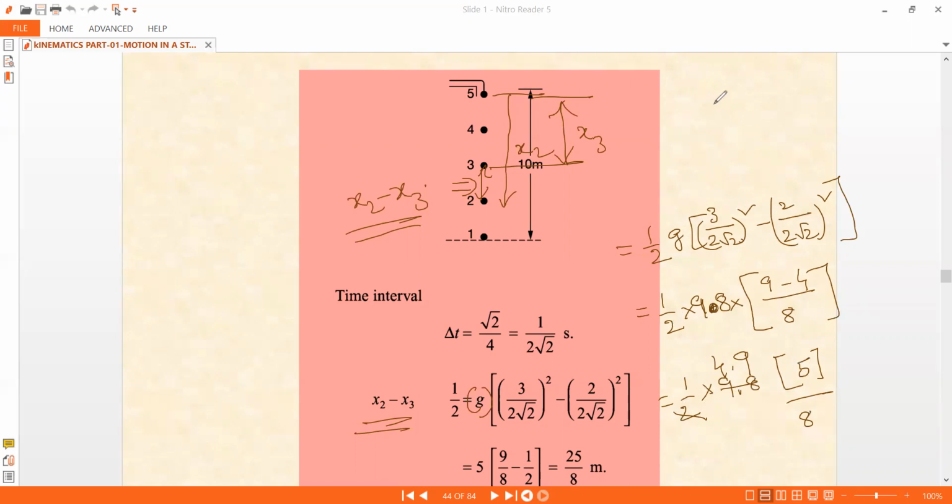Let me take it like 5 minus 0.1, into 5. So it happens to be 25 minus 0.5, which is 24.5. So 24.5 divided by 8 meters is what I'm getting.